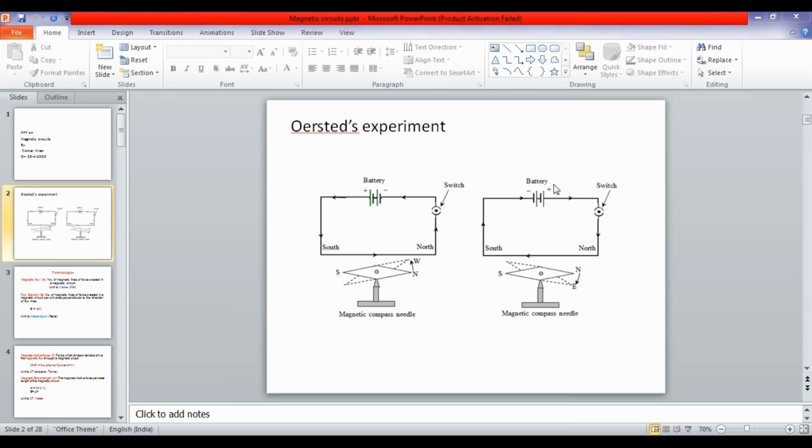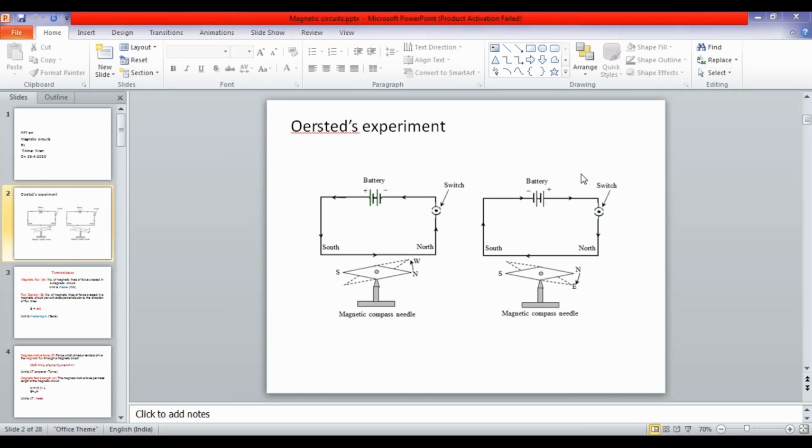We start the magnetic circuits. In the previous day's class, you have seen that the first experiment conducted was Oersted's experiment. Based on Oersted's experiment only, we can combine an electric field and a magnetic field. That's why a magnetic and electric field can be combined, and a new branch of engineering called electromagnetic fields is now established.